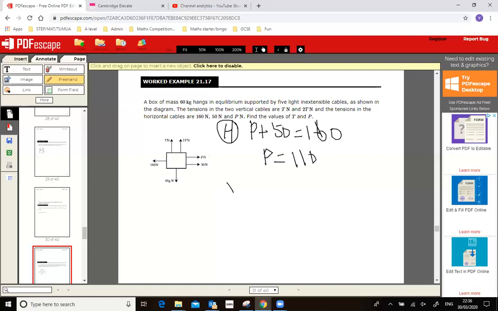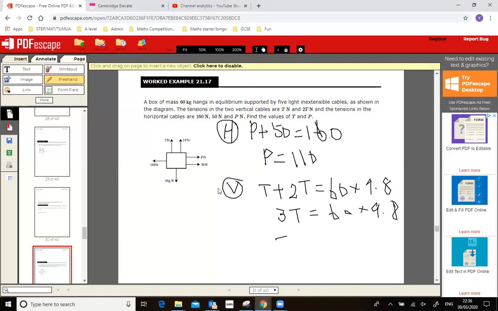All right, now let's consider the vertical direction. We have again 3 forces. We have T and 2T balanced with 60g Newtons. So then we have T plus 2T equals 60g, and g is 9.8. So basically that means 3T equals 60 times 9.8. You could put it in your calculator and work out T, which is 196.